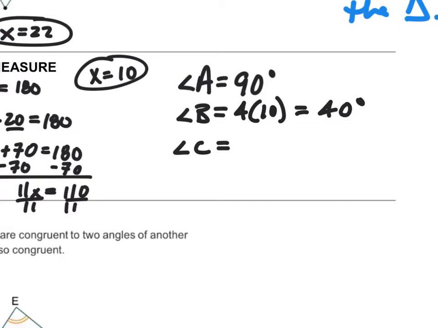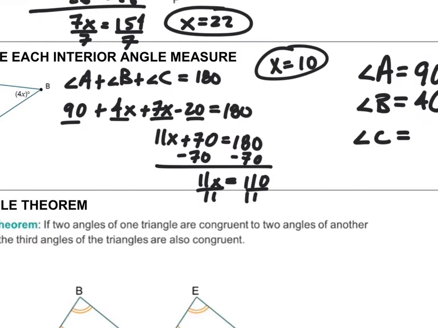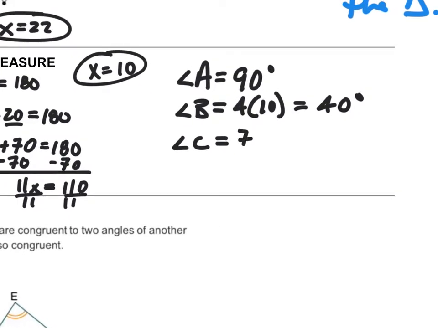Angle C is also shown, so what are we doing here? 7x minus 20. Okay, so I've got 7 times 10 and then minus 20. And so what is that, 70 minus 20? That's just 50 degrees.